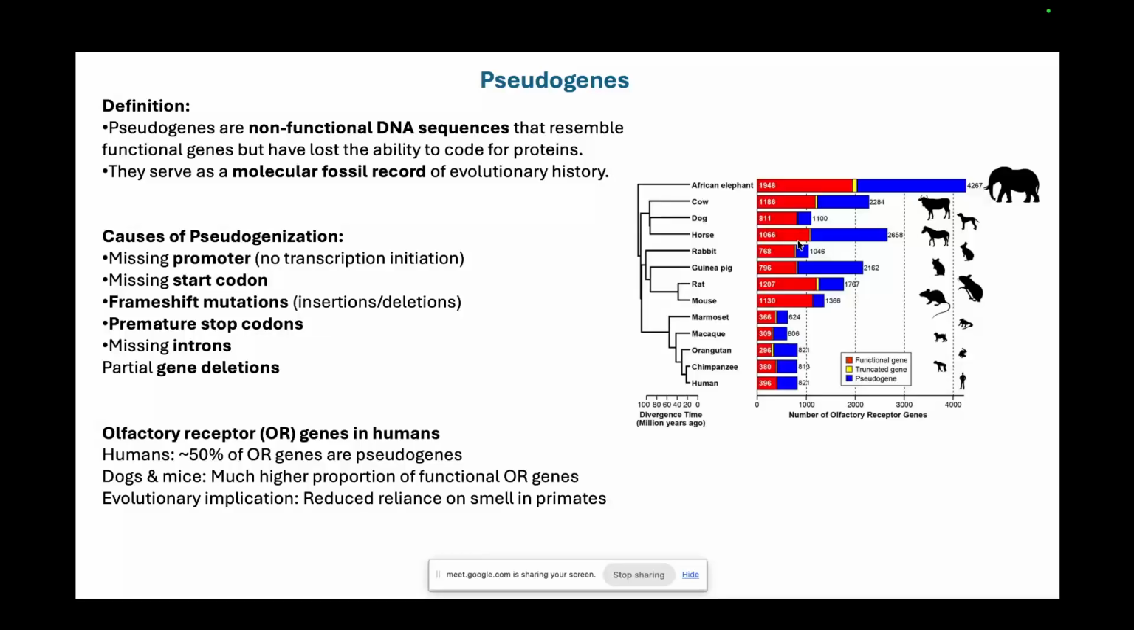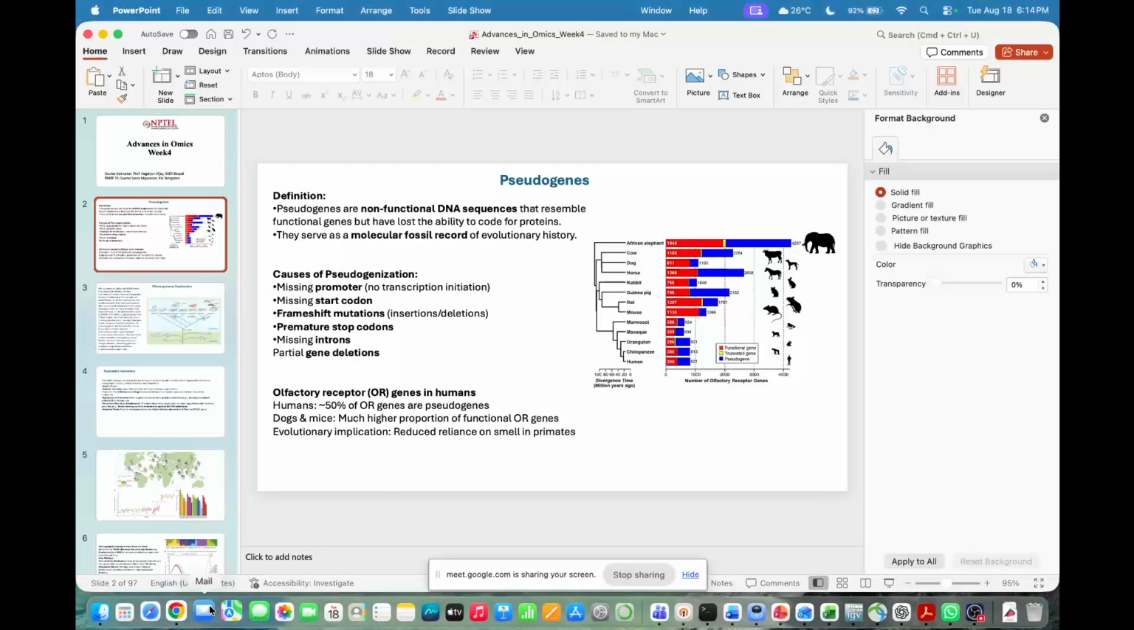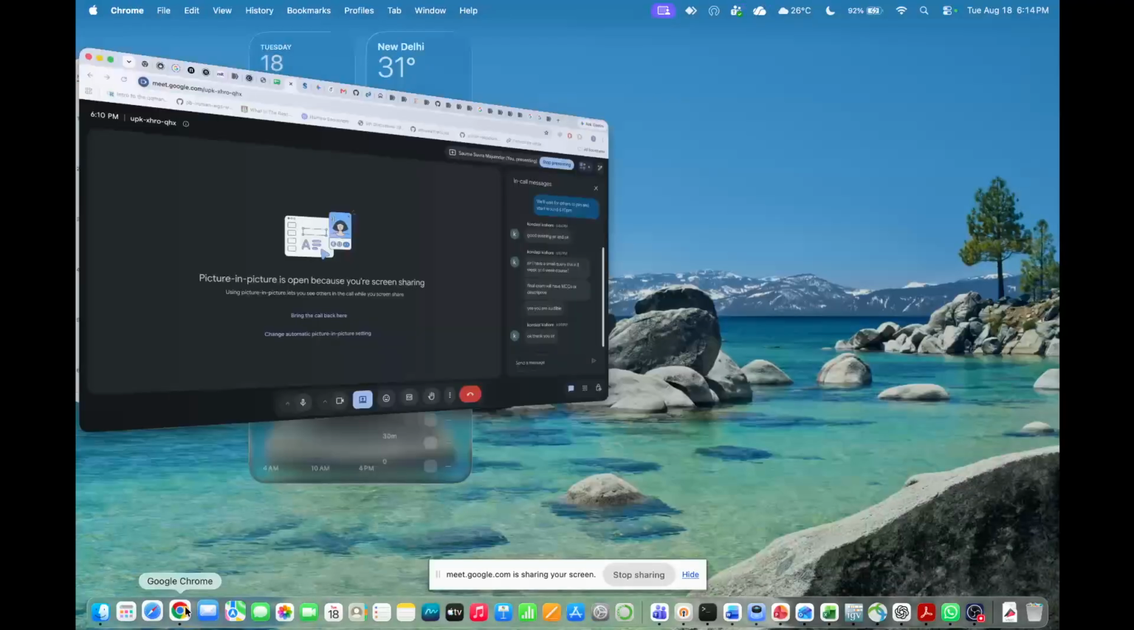Ideally, what has happened is basically at some evolutionary point, these genes were functional. Then mutations got accumulated in these genes and made them non-functional. And yeah, generally that is the mechanism by how it works. So they will not be able to code for proteins, but they can serve as molecular fossil records for evolutionary history. So, for example, if you have pseudogenes that are shared between multiple species, you can get an idea about the lineage of evolution of these species.